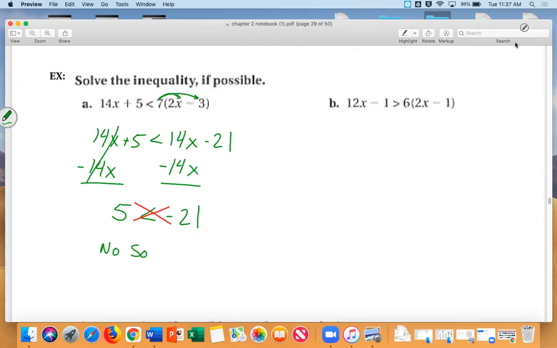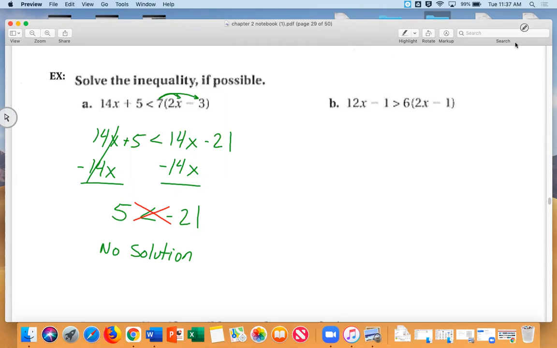So we would write no solution to this. Because no matter what number I plug in, it's not going to balance out. How can I add 5 to something and subtract 21 from it and expect one side to be larger than the other? It's just not going to work out in this case.